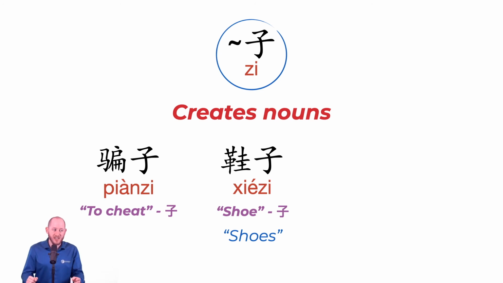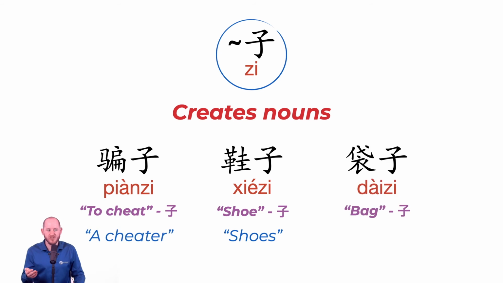骗, this is a more classic example of a noun creator because 骗 by itself means to cheat. It's a verb. 你骗了我, you cheated me, you lied to me, right? A 骗子 is one who cheats, or a cheater. So that's a good example there.